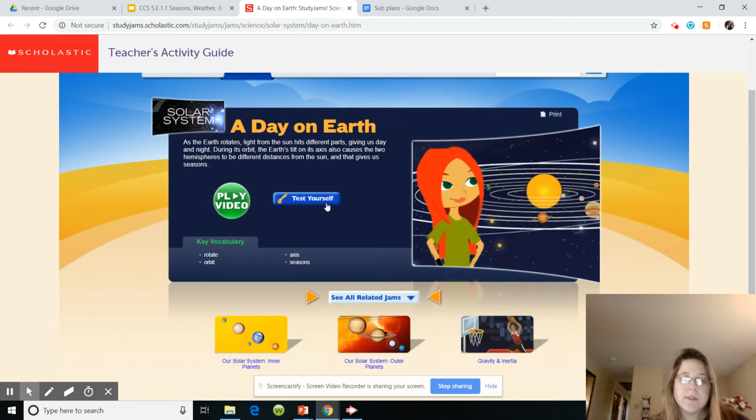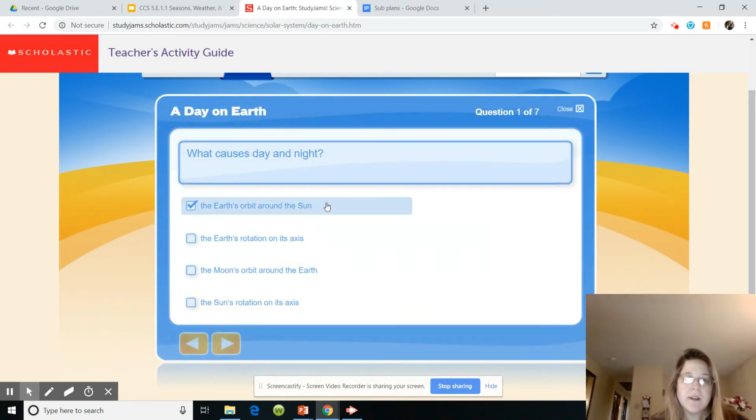Okay, let's do this, test yourself. What causes day and night? Is it the sun's orbit around the sun, the Earth's rotation around its axis, the moon's orbit around the Earth, or the sun's rotation on its axis?